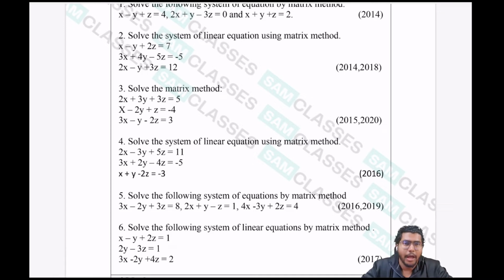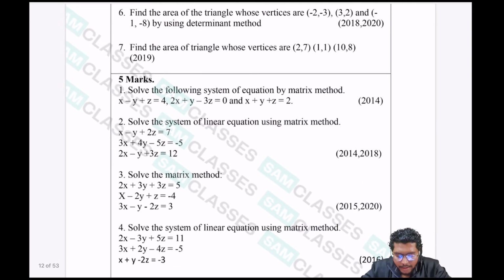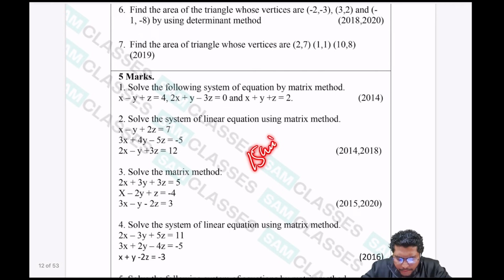If you know how to do it, I'll show it also. It's very simple, so you will be able to do it very easily. So the matrix method, again, will take not more than 15 minutes to learn this concept, and it is 5 marks.